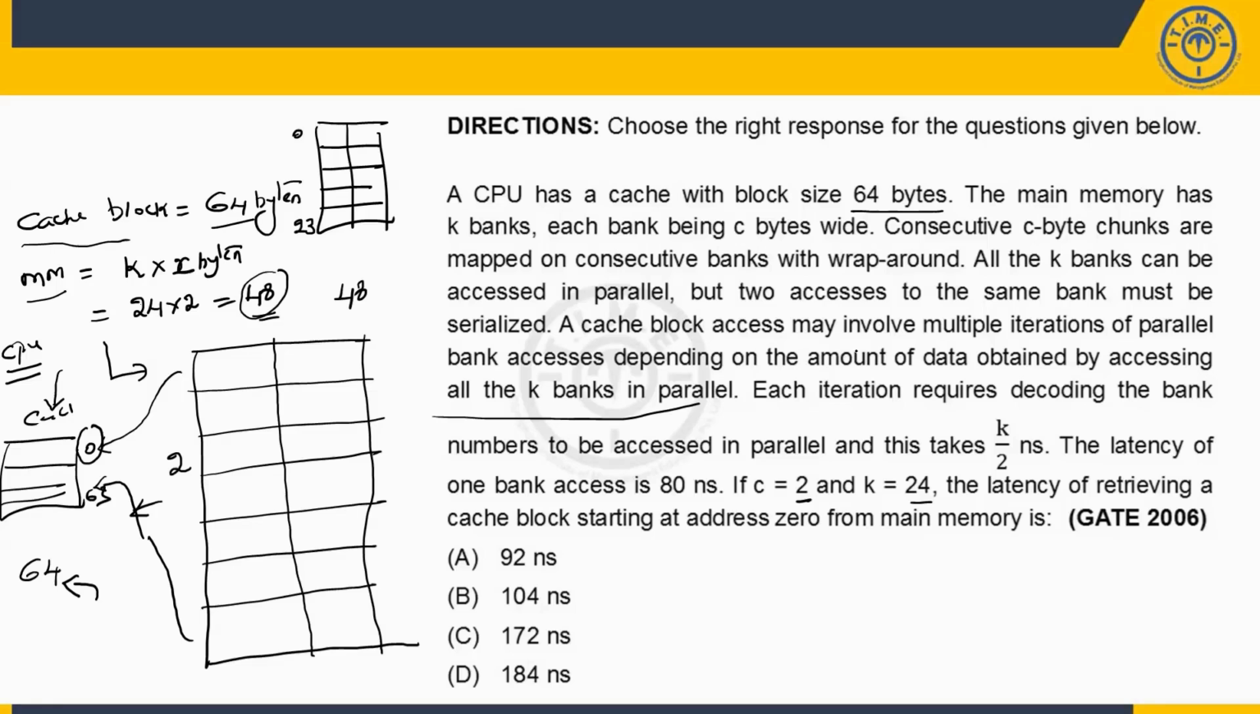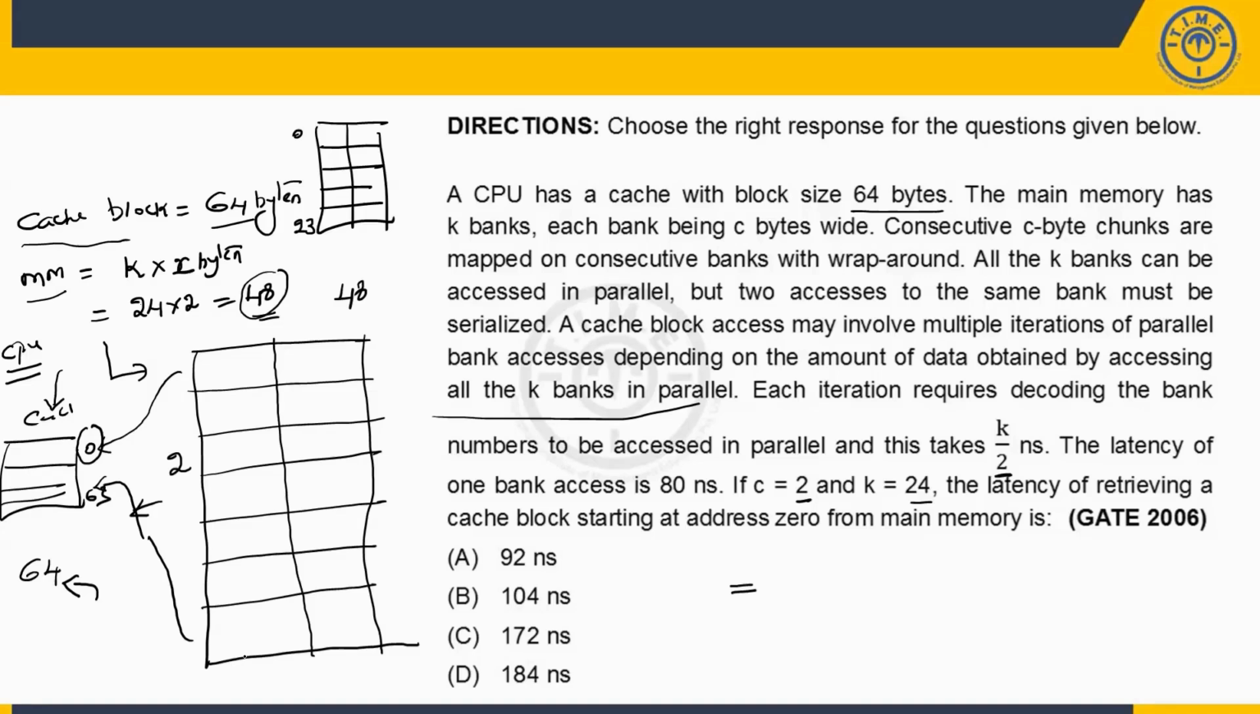A cache block access may involve multiple iterations of the parallel bank access depending on the amount of data obtained by accessing all the K banks in parallel. Each iteration requires decoding the bank numbers to be accessed in parallel, and this takes K by 2 nanoseconds. Okay. Each iteration, when you access main memory, requires decoding the bank numbers. These are the bank numbers.